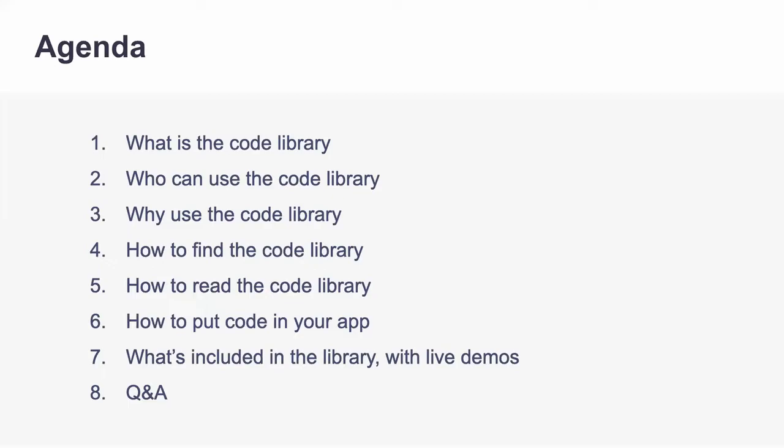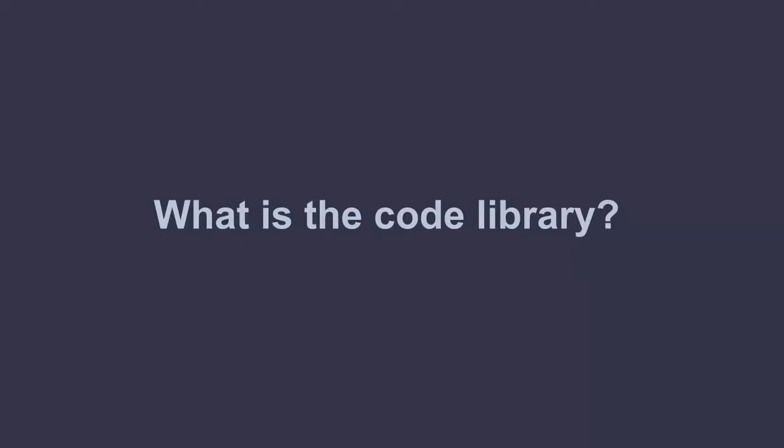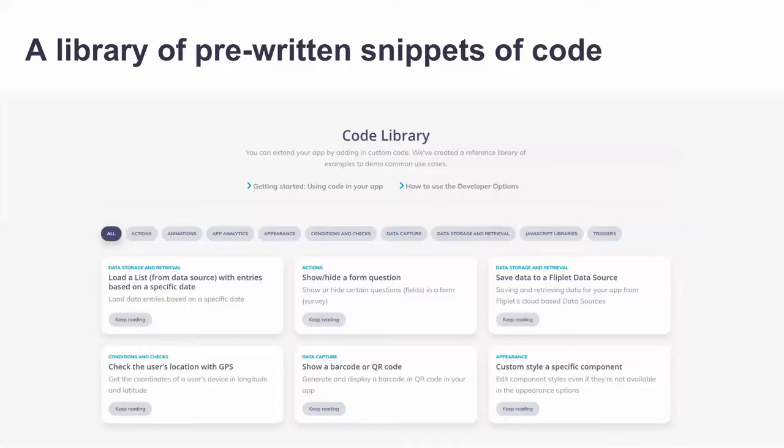Now let's get started. So first we're going to take a quick look at what actually is the code library. The code library is a library of written snippets that we have collated, and a lot of these items are actually things that we've been using internally for a long time. What we wanted to do is find a way for us to share these with all of our clients and users so that you can use them to enhance your app without our help.